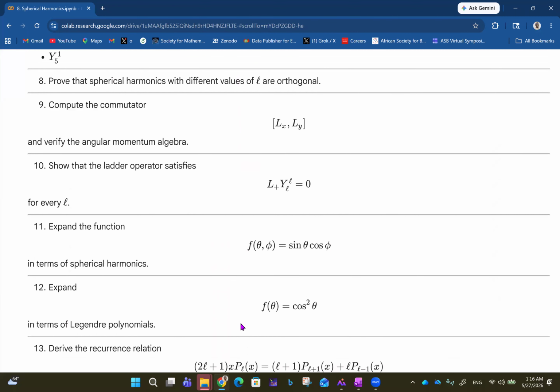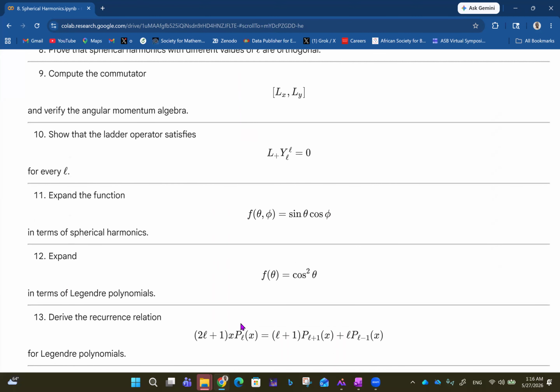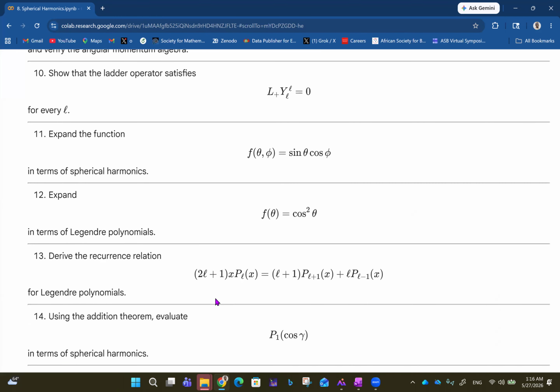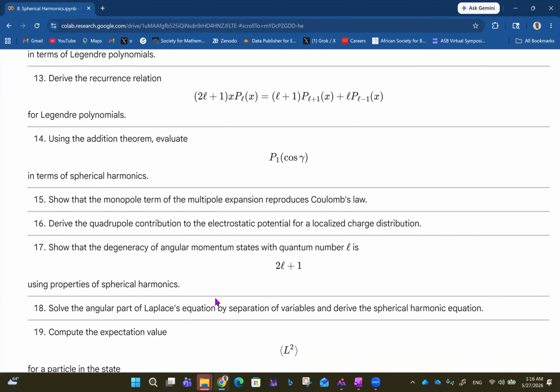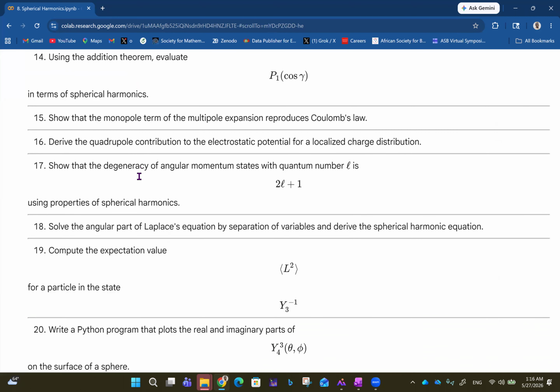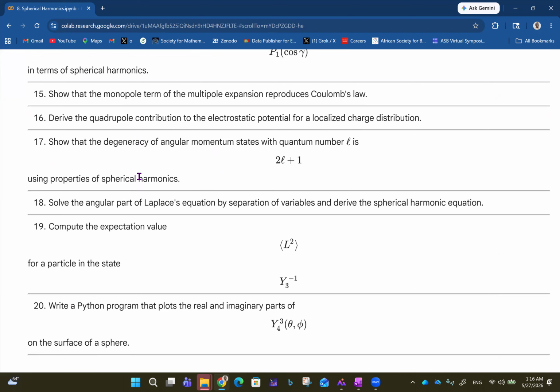Then we can have 9 to say 13. Compute the commutator [L_x, L_y] and verify the angular momentum algebra. Show that the ladder operator satisfies L_plus Y_LL equals 0 for every L. Expand the function in terms of spherical harmonics. Expand this in terms of Legendre polynomials. Then derive the recurrence relation. Yeah, we used this recurrence relation a lot in the last video for Legendre polynomials. And using the addition theorem, evaluate P_1(cos γ) in terms of spherical harmonics. So now we see the rest up to 20.